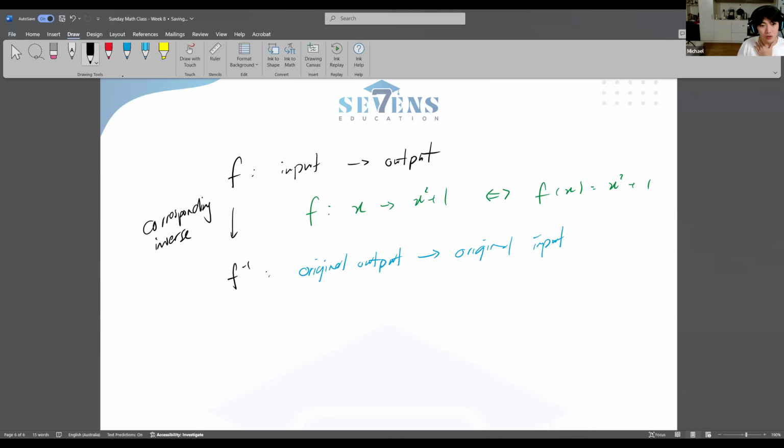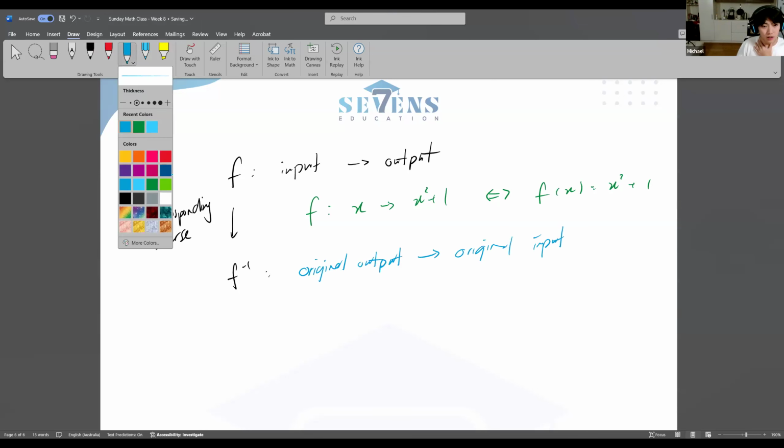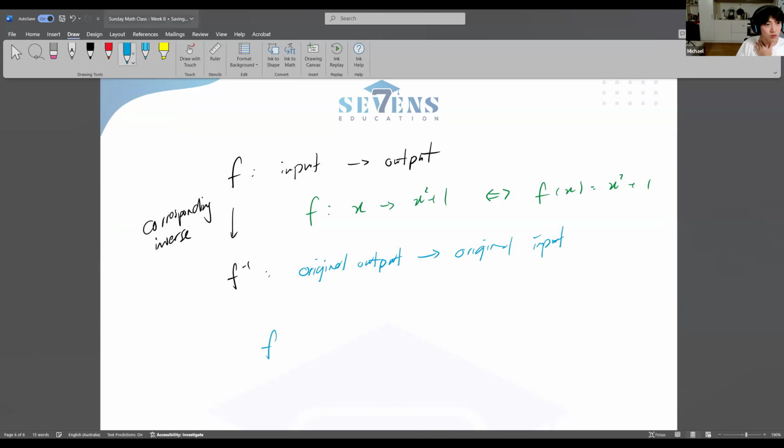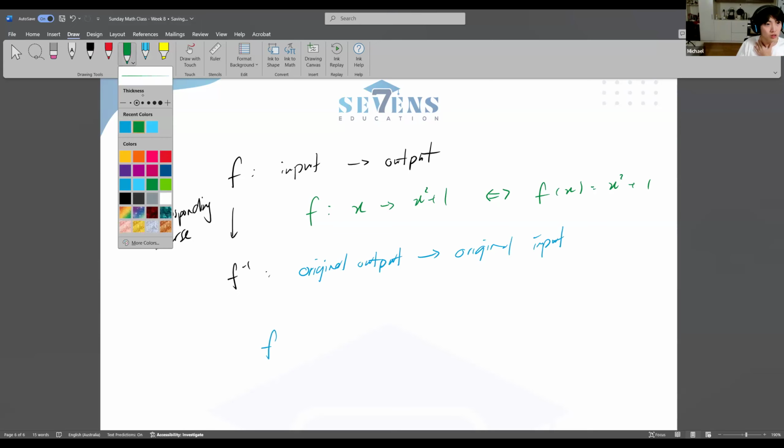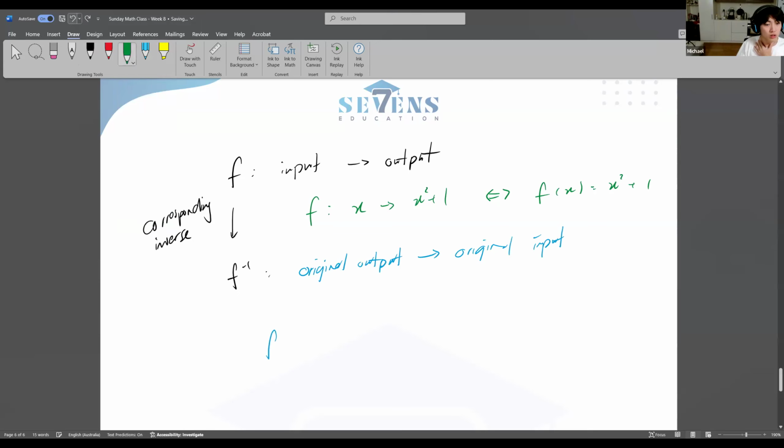So let's illustrate this with an example. Let's say we have f of x equals x plus 1. Then your inverse function would be x minus 1.